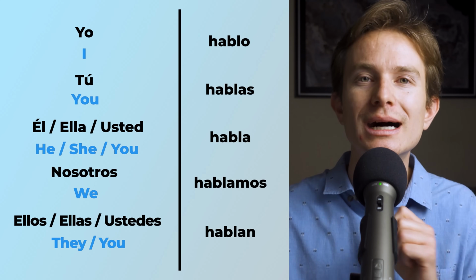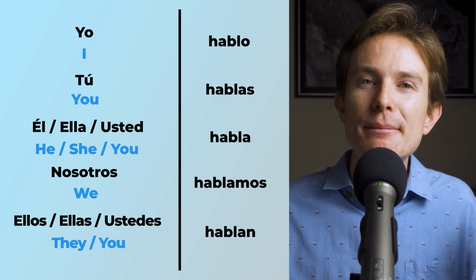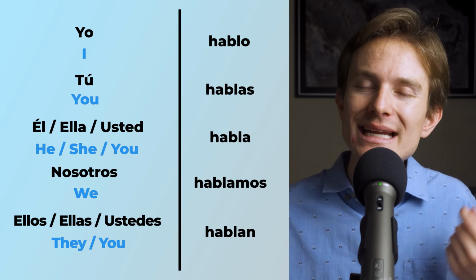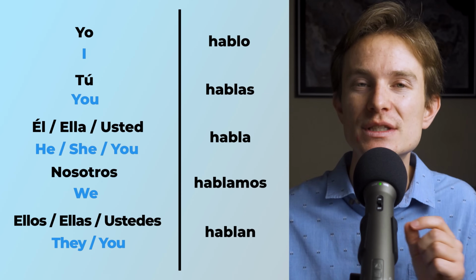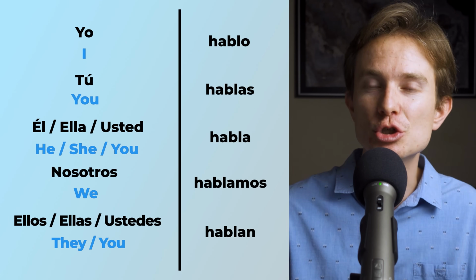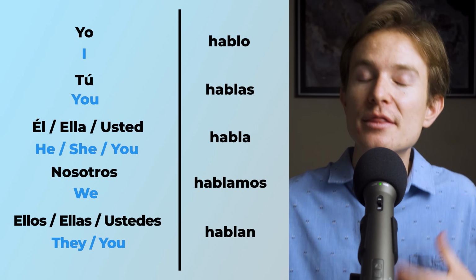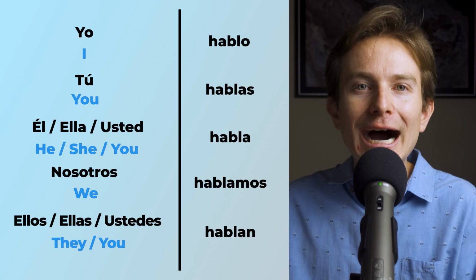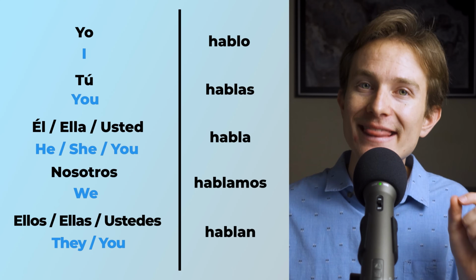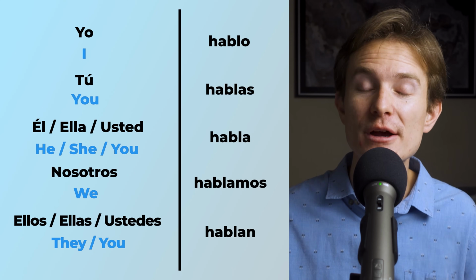Therefore, yo hablo. Now, it's very important to learn these conjugation charts because many times native speakers will not use the subject pronouns. They will not say yo or tú or él. They will just say hablo, hablas, habla. That's why context in Spanish is very important.